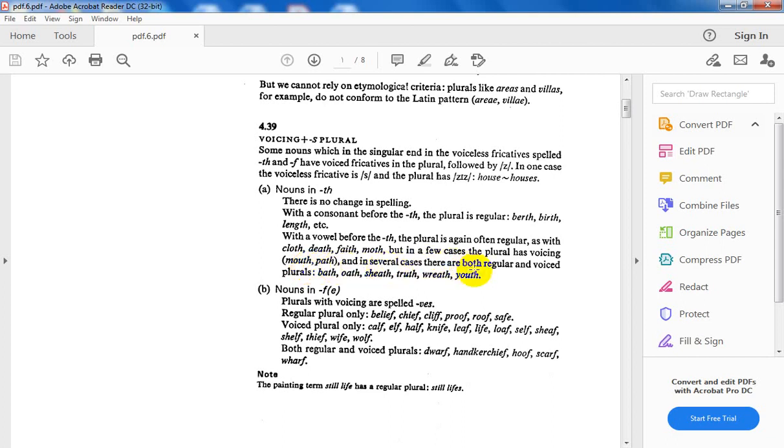And in several cases, they are both regular and voiced. These are bath, oath, sheath, truth, wreath, yacht. These can be pluralized either by the regular form or the irregular form.